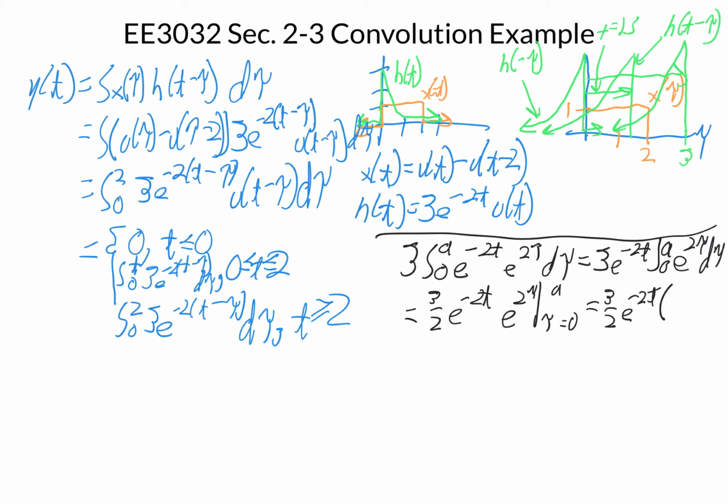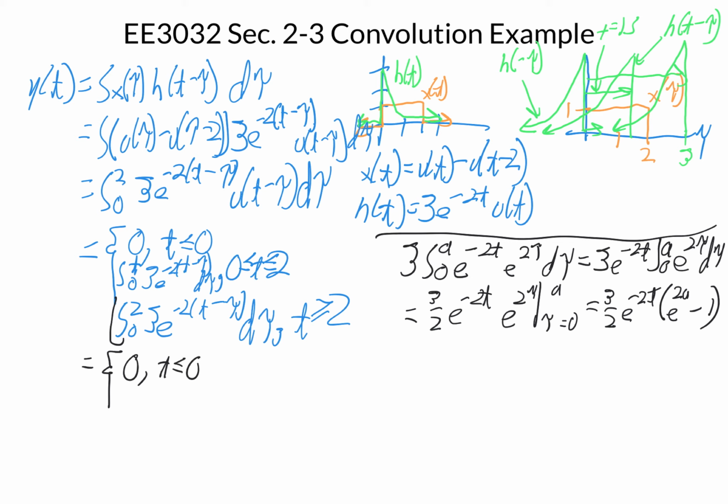So if I substitute in a, I have e to 2a, whatever that parameter is, minus, substitute in tau is 0, e to the 0, which is just 1. And now I can substitute back in to my original piecewise expression here for the output.